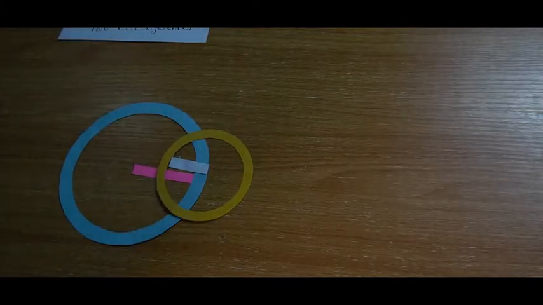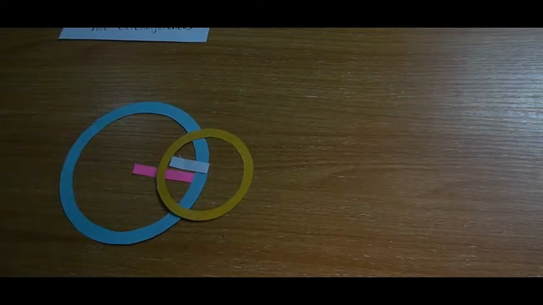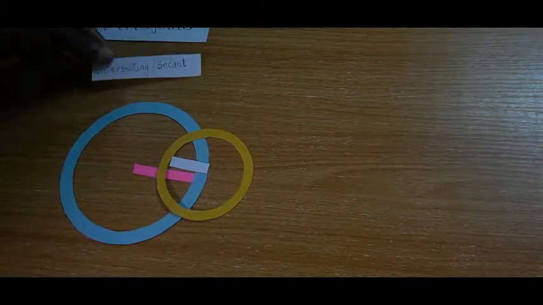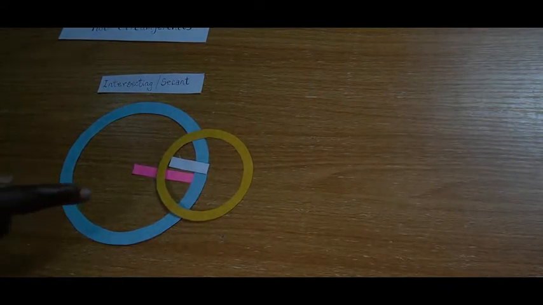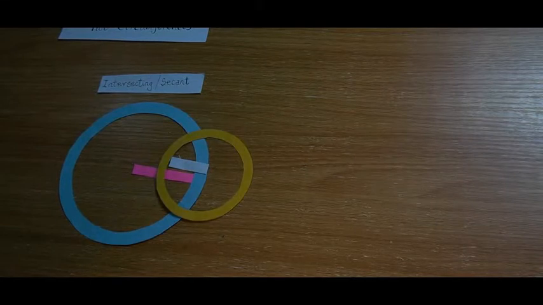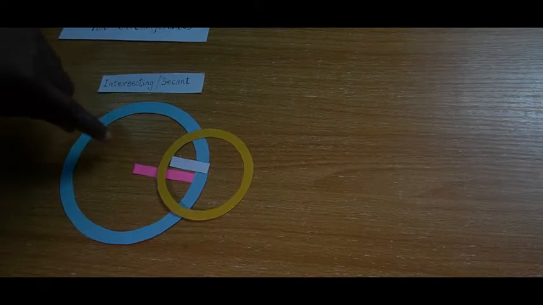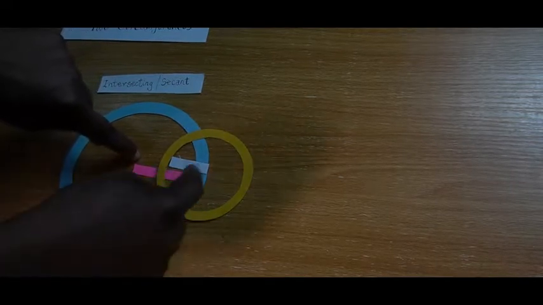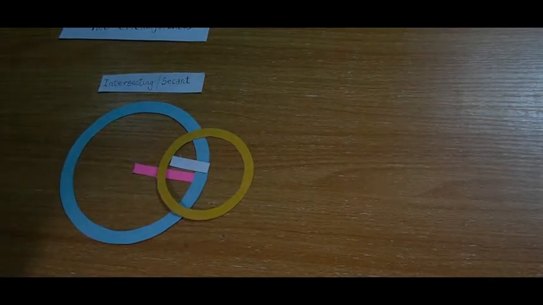Now we have this relationship between the two circles. What do we call the relationship between these two circles? Intersecting or secant. So when we have two circles secant like this, we want to find out the distance between the centers of the circles. This is the center of this bigger circle and the center of this smaller circle. Let's firstly identify the radius.